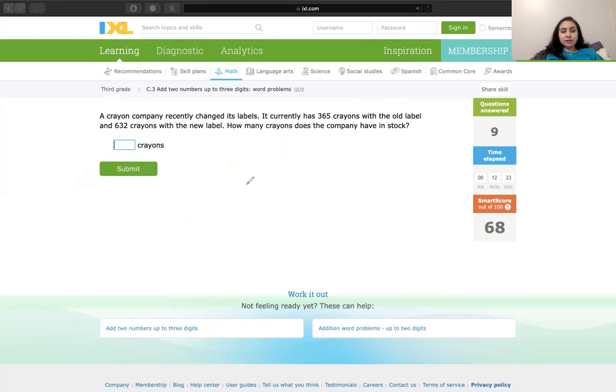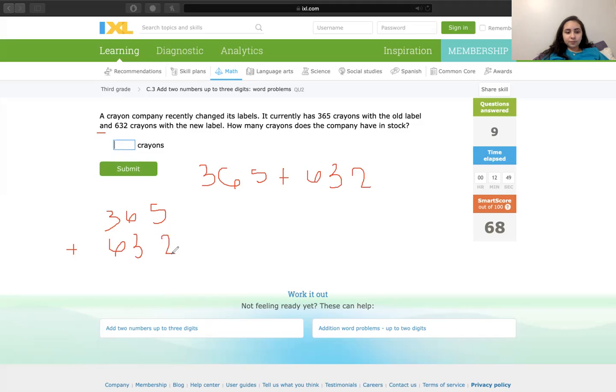A crayon company recently changed its labels. It currently has 365 crayons with the old label and 632 crayons with the new label. How many crayons does the company have in stock? And like I said, it's a plus sign. 365 plus 632. 5 plus 2 is 7. 6 plus 3, 9. And again, 3 plus 6, 9. So 997.